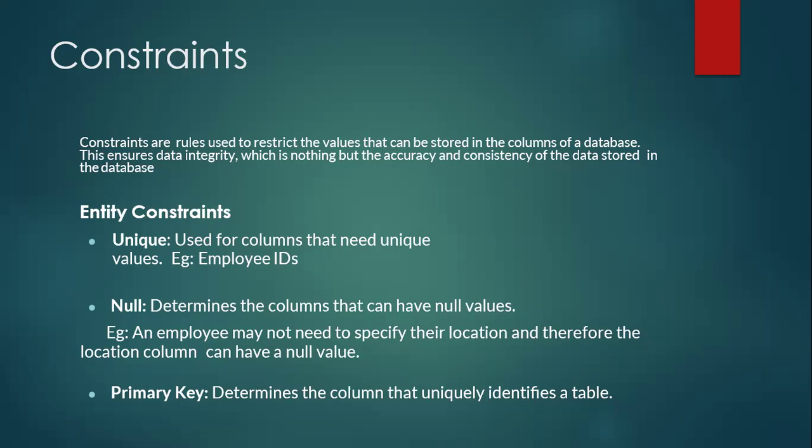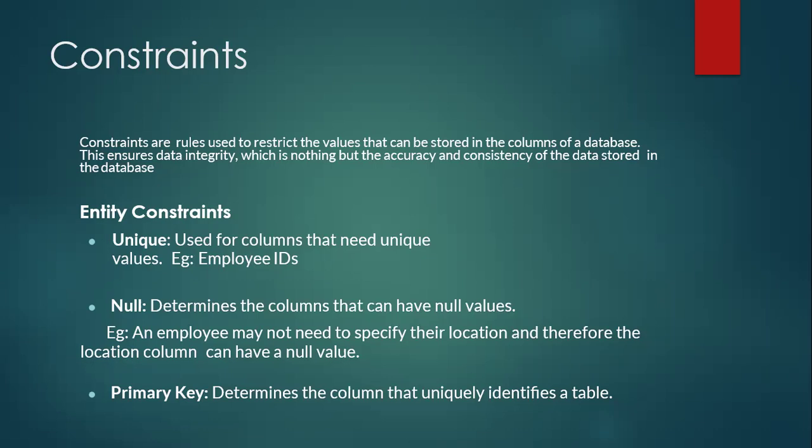So there are three types of constraint. The first one is entity constraint, then referential constraint, and then semantic constraint. First of all, let's discuss entity constraint. In entity constraint, there is unique constraint, null constraint, not null constraint, and primary key constraint.